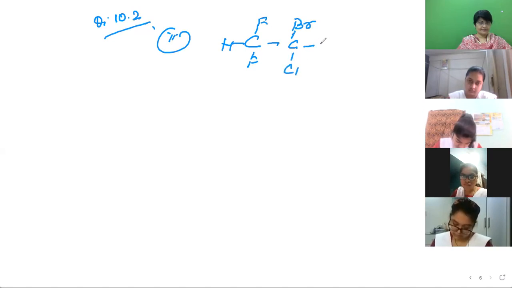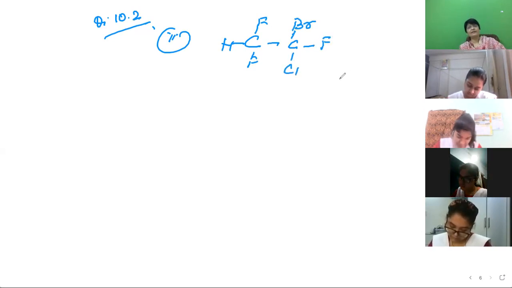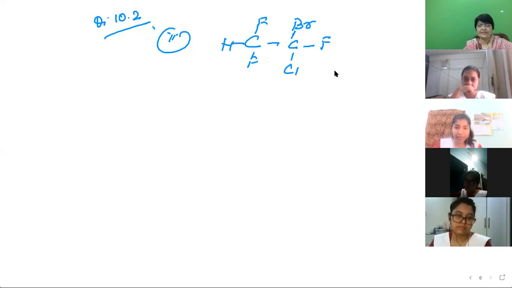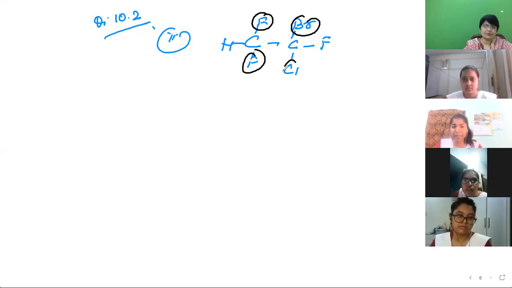FFCBrCl. How are you going to name this substance? From which side I should start counting? This is right chloro, side. This is chloro. This is bromo, this is chloro, this is chloro. From which side I should start? It's right side. Right side.